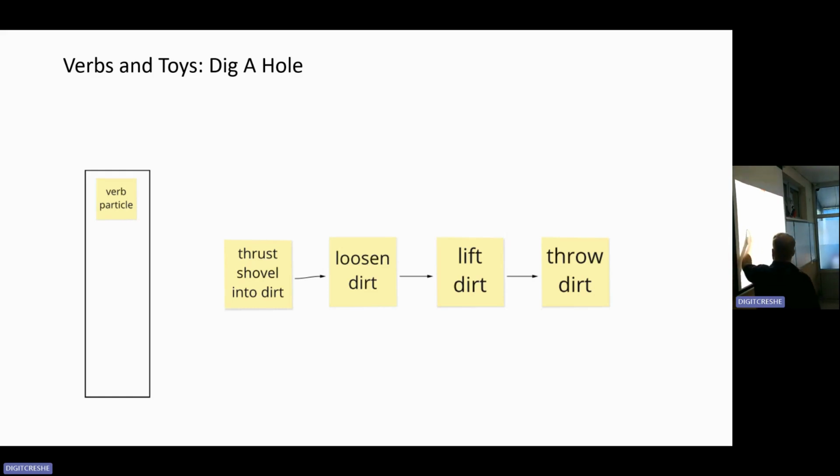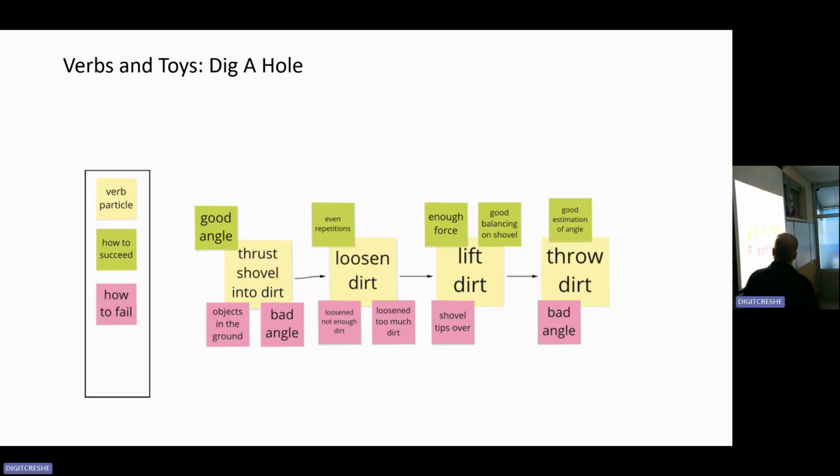So the verb would be dig a hole. First, shovel into dirt, loosen dirt, lift dirt, throw dirt. These could be components of this verb. This will be the first thing you would have to determine as a designer: what does the verb consist of? The second step would be to determine how to succeed or how to fail at it, because as I said before, there is succeeding and failing in most games.